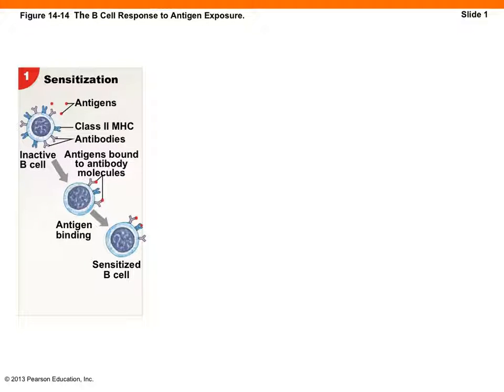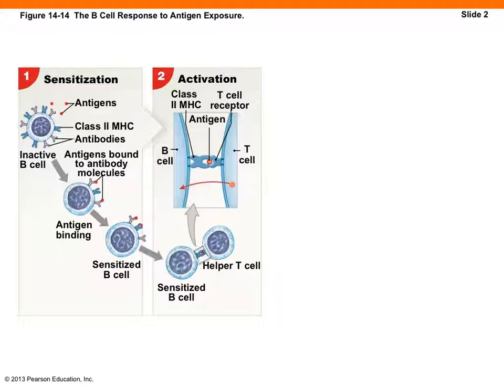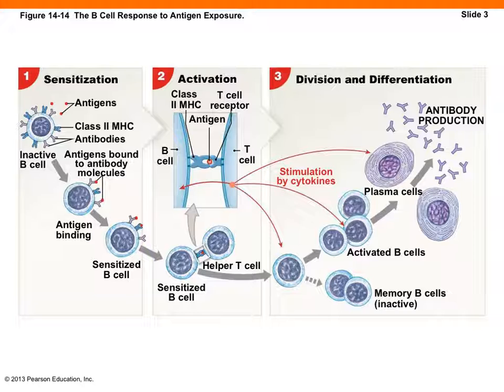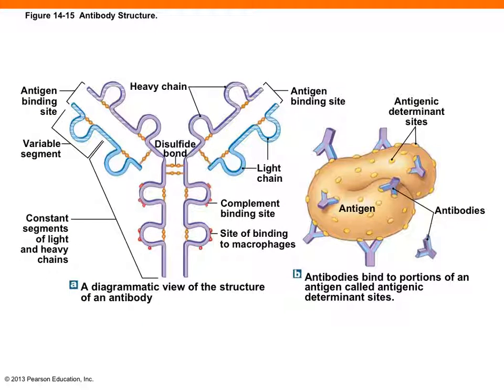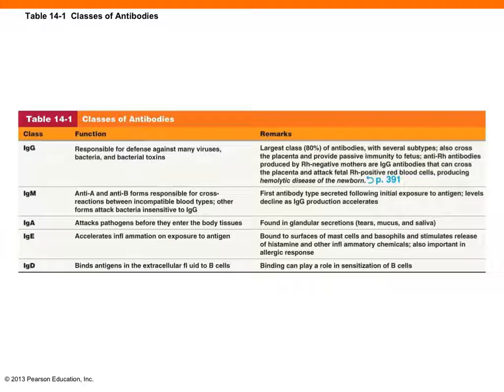The next 3 slides show sensitization, activation, and division and differentiation of the B cell response. Look over table 14.1 for the classes of antibodies. They include IgG, IgM, IgA, IgE, and IgD.